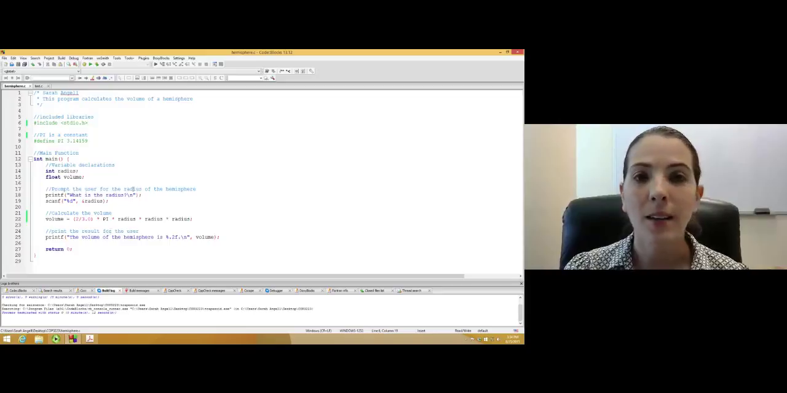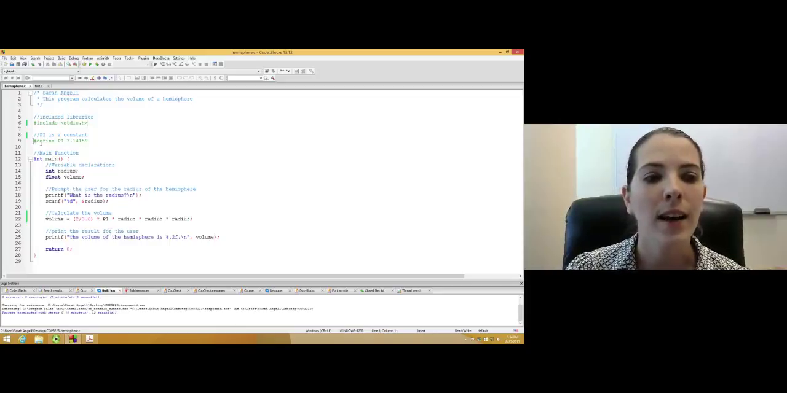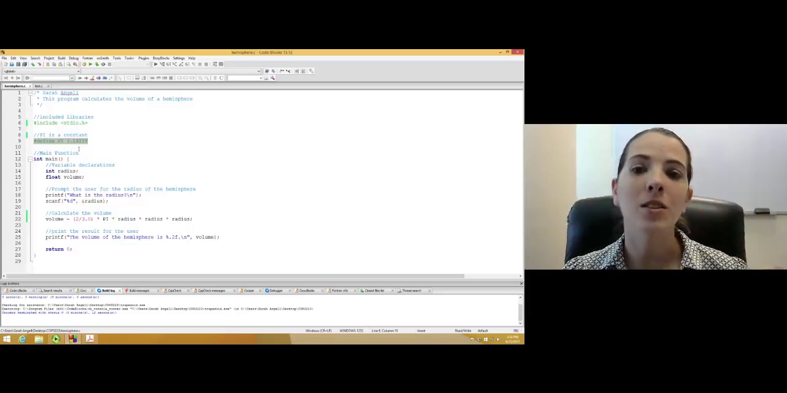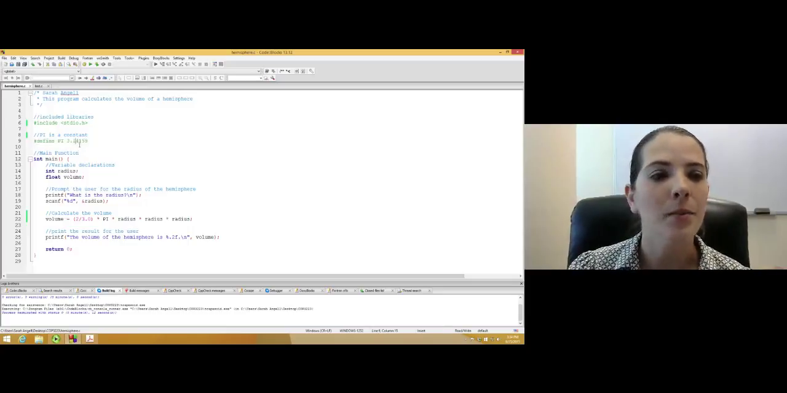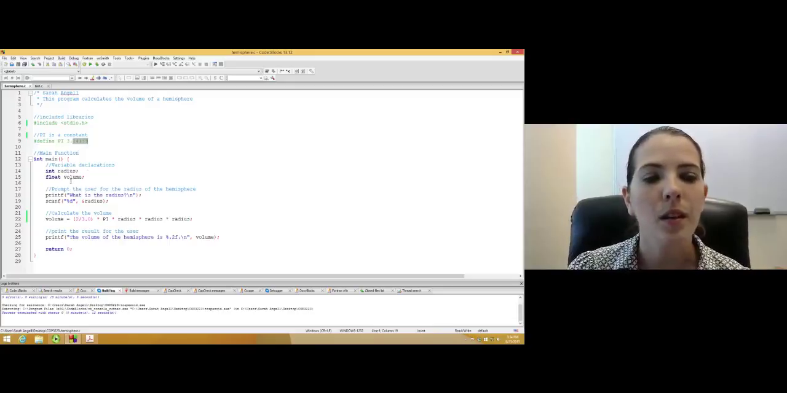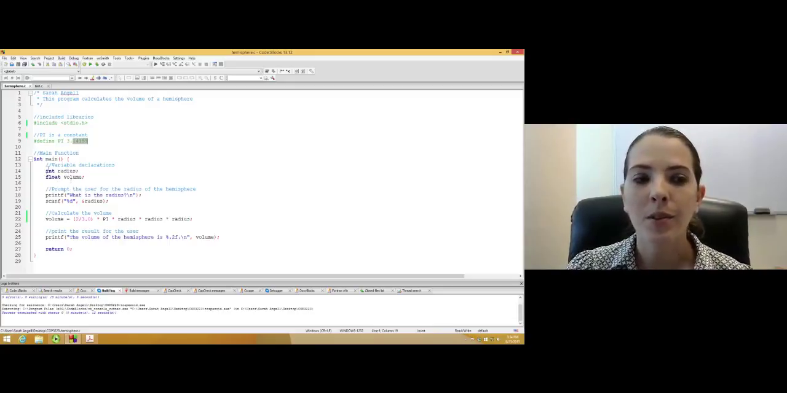Now pi never changes, so I declared that as a constant value. Obviously this doesn't include all the digits of pi because they're infinite. I only included the first 5. We have for variables the radius and the volume.